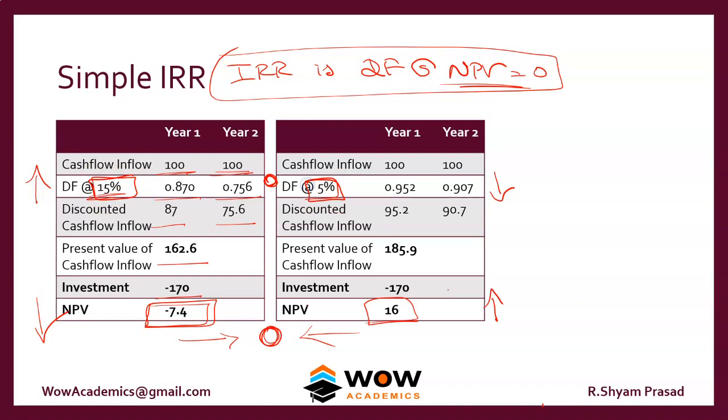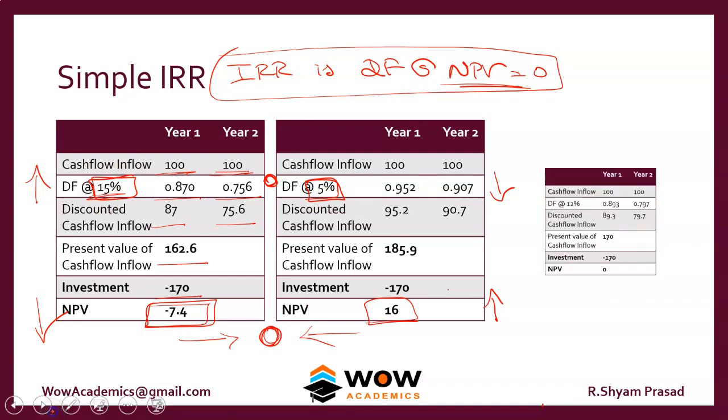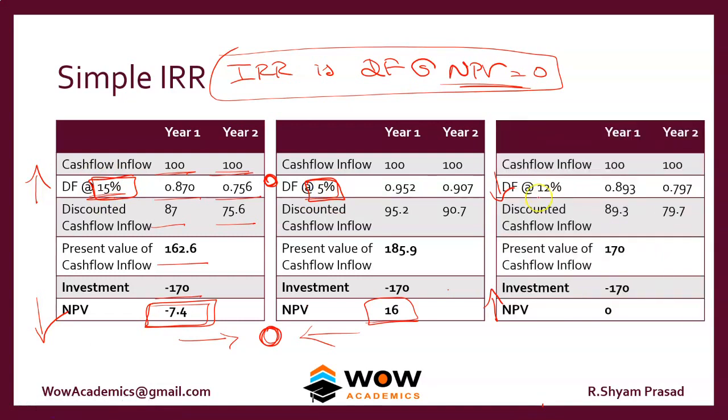So what we'll do is compute it again. I have computed at 12%. 12% is in between the 15% and the 5%. Yes, it's correct. If I work it out, I get an NPV of 0. So what is the IRR? IRR is the discount factor at which NPV becomes 0. So the IRR is 12%.